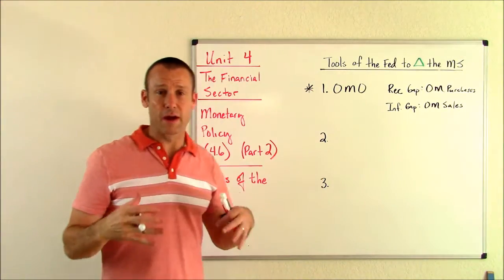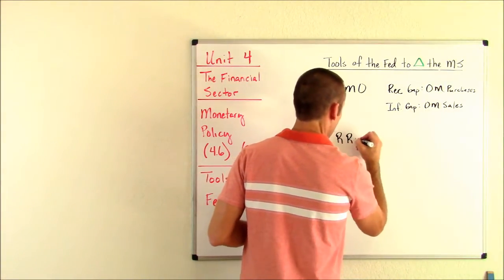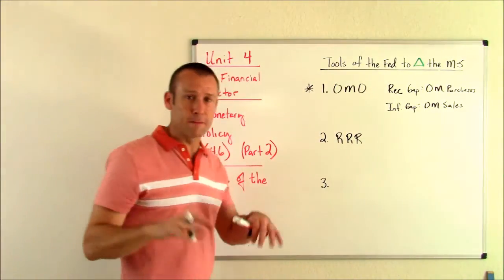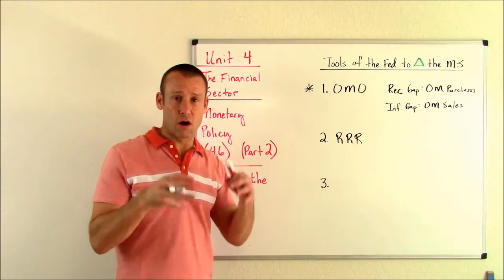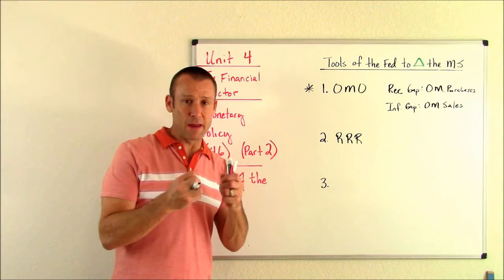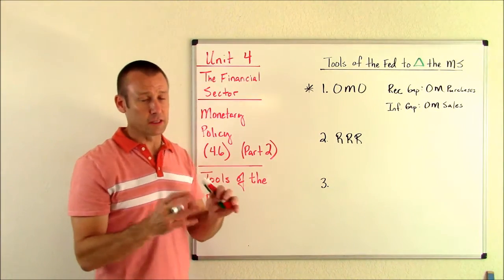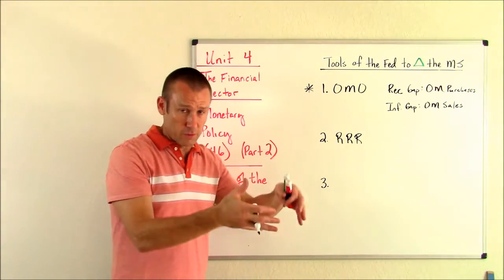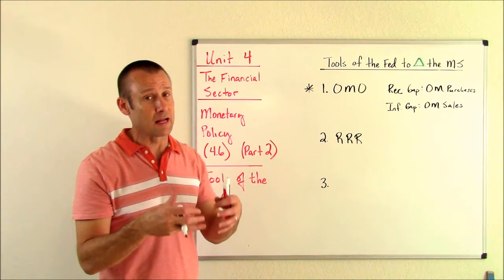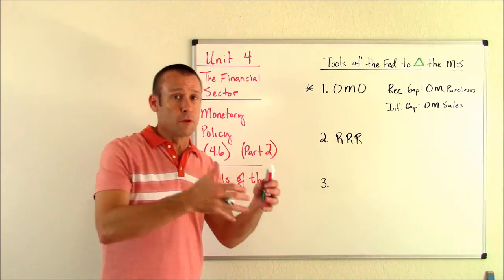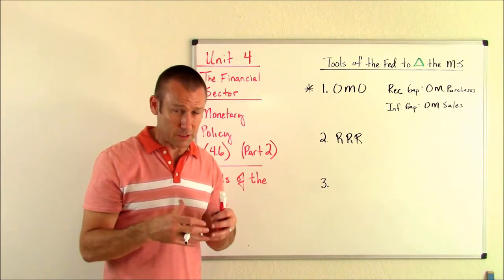The next tool they have for controlling the money supply is the required reserve ratio. They can set the percent of reserves a bank must hold in regards to their demand deposits. So they can say, banks, out of all your demand deposits, you are required to hold 10% in reserve, i.e. not loan out 10%. Or you are required to hold 20% in reserves, i.e. you can't loan out 20%.